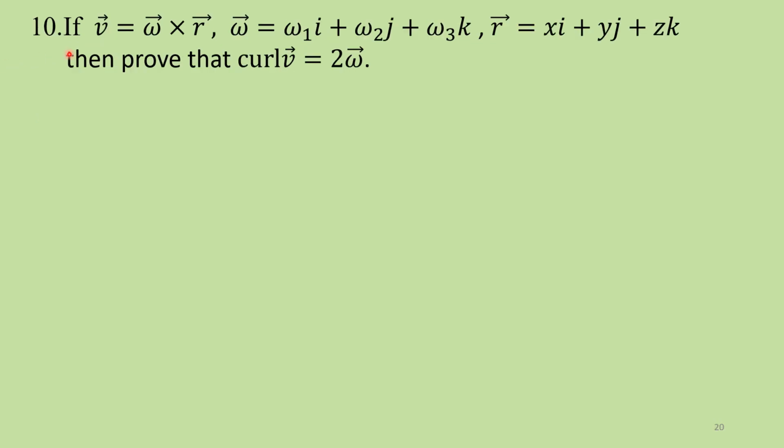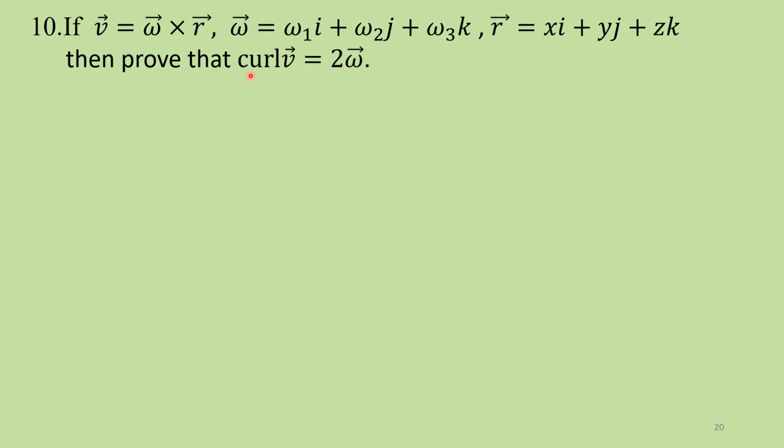So the last question we are taking here, number 10: if vector v is equal to cross product of vector omega and r, where vector omega is omega 1 i plus omega 2 j plus omega 3 k and r is xi plus yj plus zk, then prove that curl of v is equal to 2 times vector omega. While taking the interpretation of curl, we have taken that if v is the velocity of a particle in a rigid body rotating about a fixed axis with uniform angular velocity omega, then curl of that velocity is twice the angular velocity. Now I can prove that.